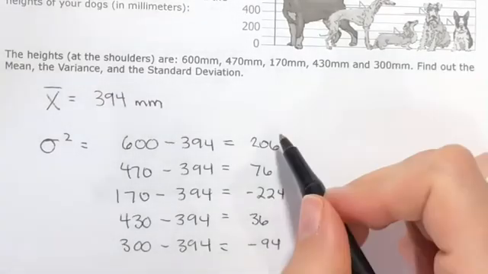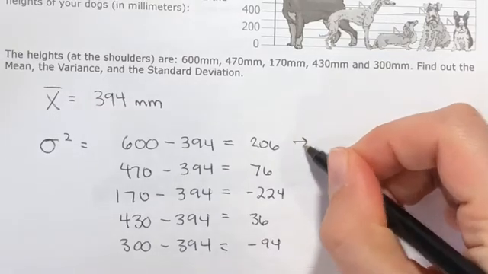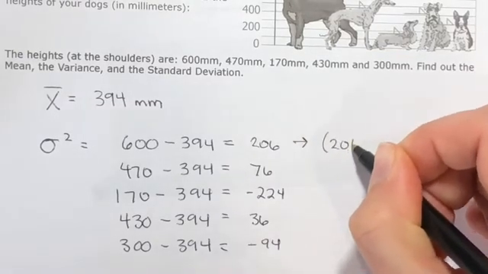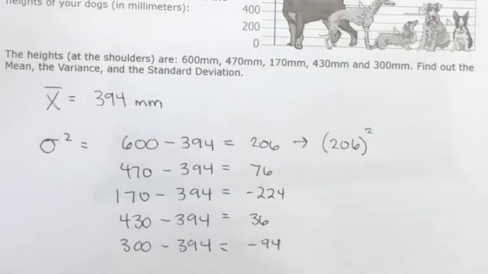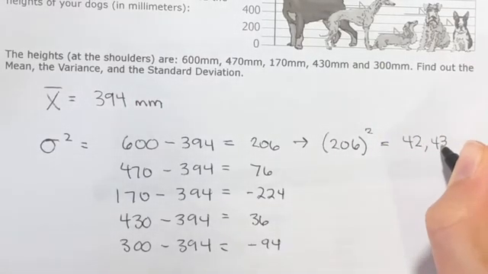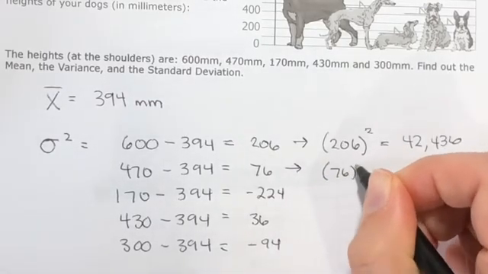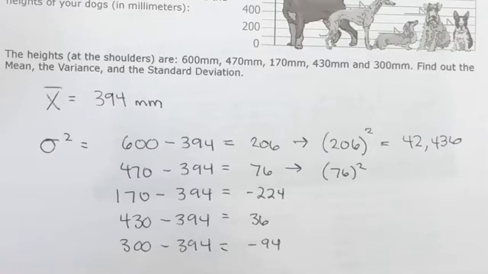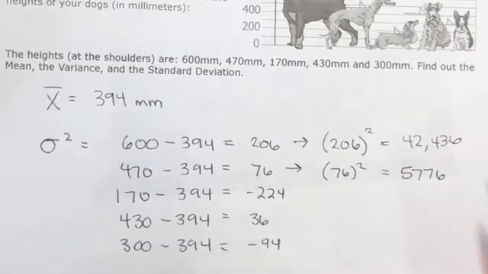Then what you're going to do is square each of these values. So I'm going to do 206 and then square it. Our numbers will get kind of big here. That equals 42,436. And then repeat, 76 squared equals 5,776. And then negative 224 squared.